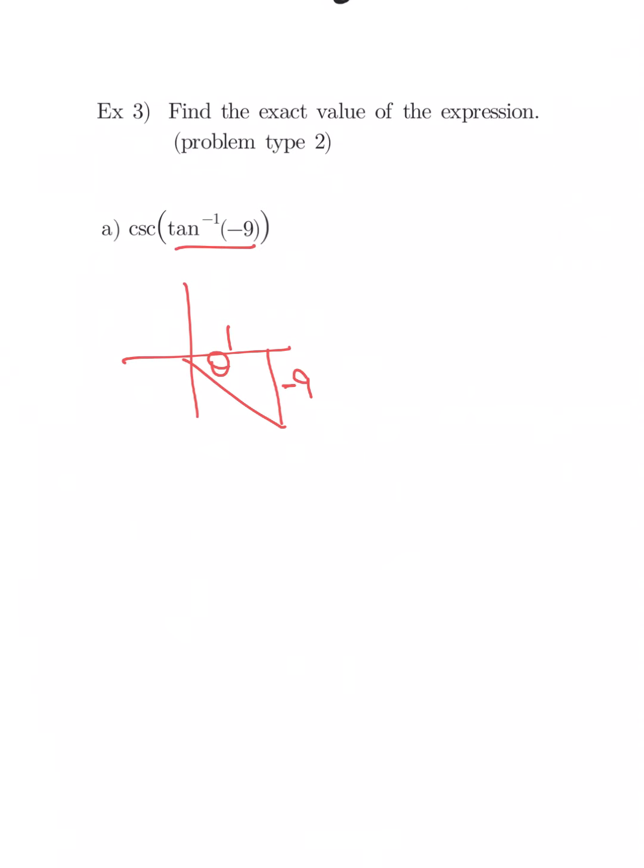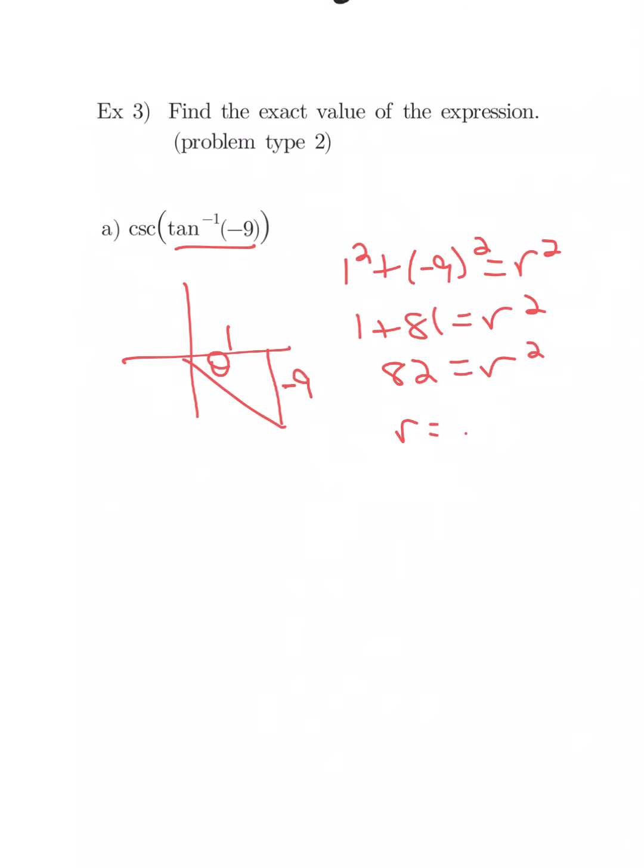Now do the Pythagorean theorem to find the r value. So you will have 1 squared plus negative 9 squared equals r squared. 1 plus 81 equals r squared. 82 is r squared, so r is the square root of 82. I didn't write down the plus or minus because r must be positive. So r is the square root of 82.